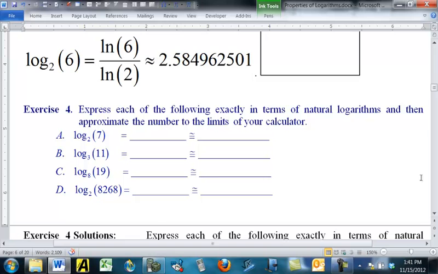Okay, the expression ln of 6 over ln of 2, that's an exact value. So on these down here in exercise 4, give me the exact value in terms of ln's, natural logarithms, and then also give me a decimal approximation as far as your calculator will go. Go ahead and do this now. Press pause.